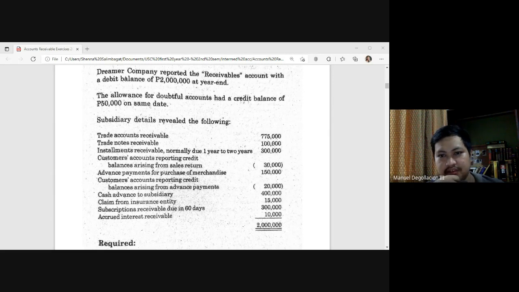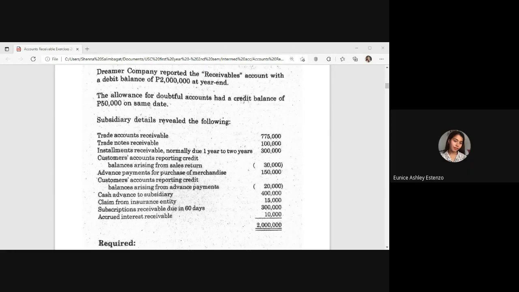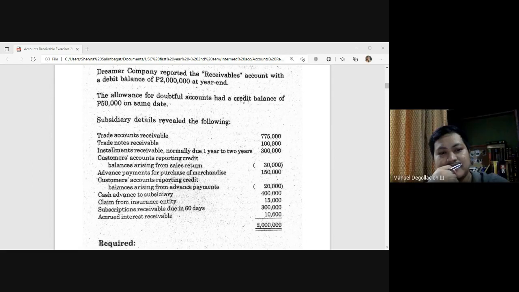Still you, Miss Estenzo. Okay, sir. Still a current asset, sir, because it is still included in the normal operating cycle of an entity. It's not really part of your trade receivables, but since it is due in 60 days, since it is expected to be realized within the next 12 months, or in this case, in the next 60 days, then it would be considered as a current asset.